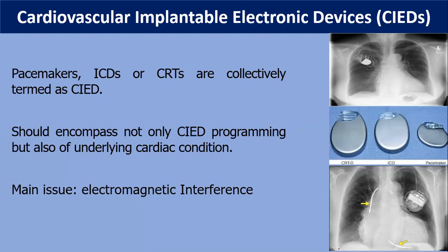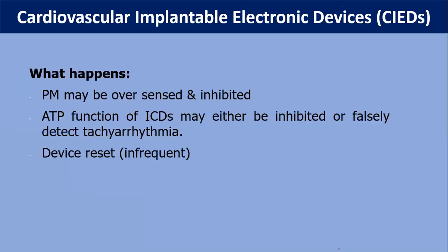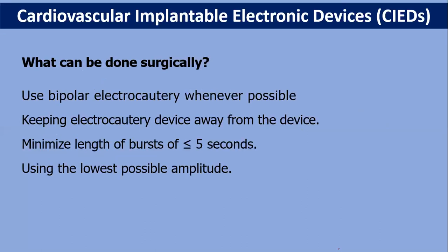What is the main issue? The main issue is electromagnetic interference. How does it happen? Pacemaker function may be oversensed, and the pacemaker function may be inhibited. What happens in the case of ICDs? The tachycardia function of the ICD may be inhibited, or there may be false detection of tachyarrhythmia, ultimately leading to inappropriate shocks, or the device may be reset. It's very intricate. But what can we do to avoid all these problems?